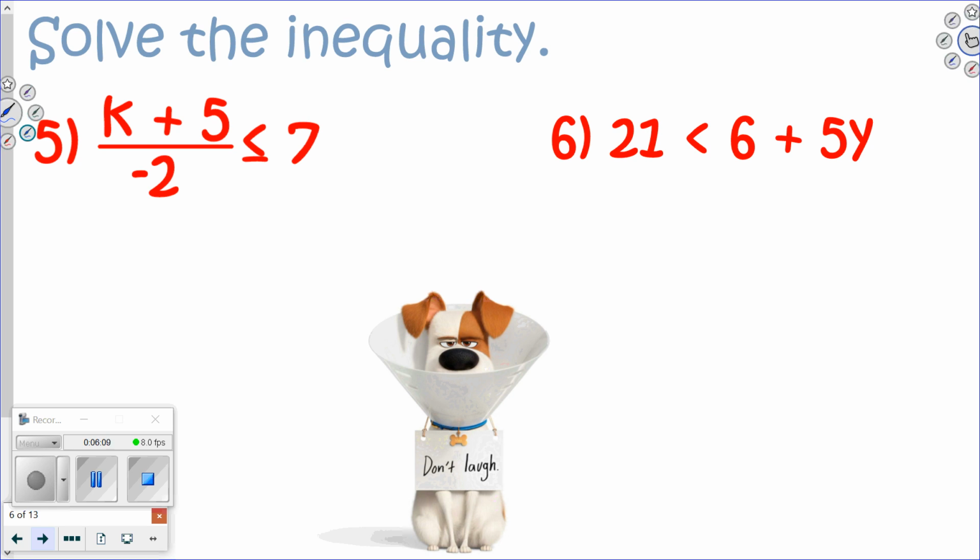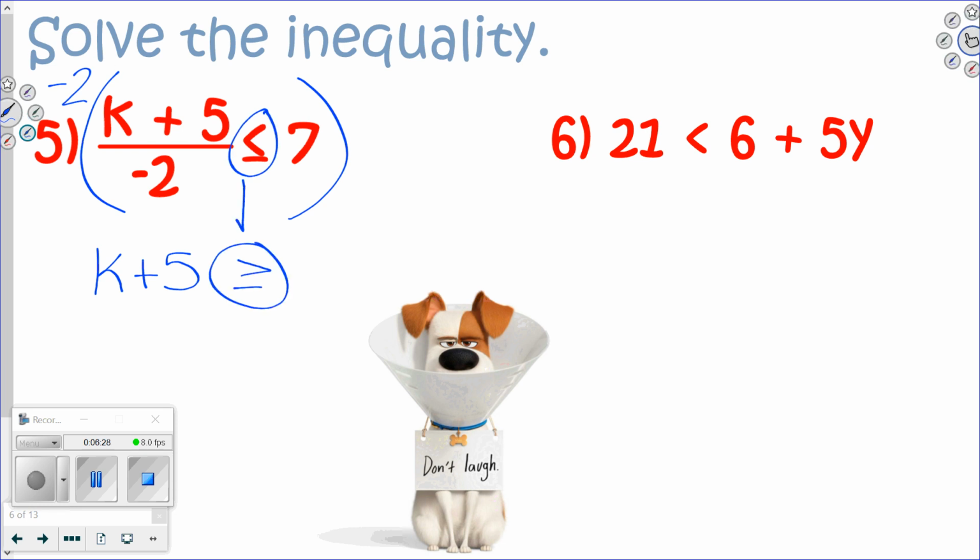What's the first thing you want to do? Multiply by -2. Yeah, let's clear that fraction out of there. So we multiply by -2. All right, so -2 divided by -2 is going to cancel that out. We'd have just k plus 5. Do I flip? Yes. That's going to flip the other direction because I multiplied by a negative.